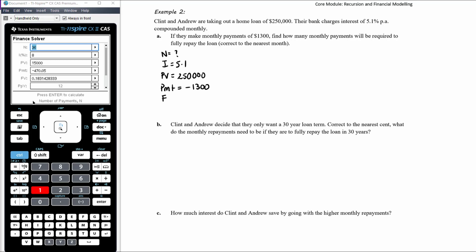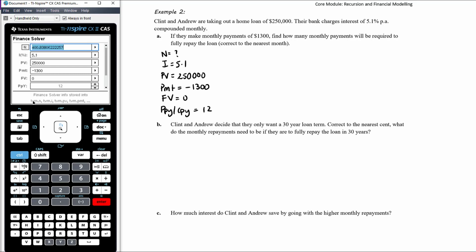Future value: we want to fully repay the loan, so we want the future value after however many payments to be 0. And payments per year and compounds per year, again it's monthly, so 12. Right, let's put that information in. We don't know n, so let's leave that blank. 5.1, present value is 250,000, payment negative 1,300, future value needs to be 0, and we want to work out how many payments we have to make for that to happen.